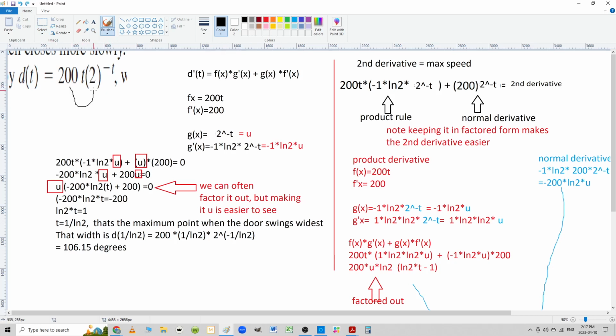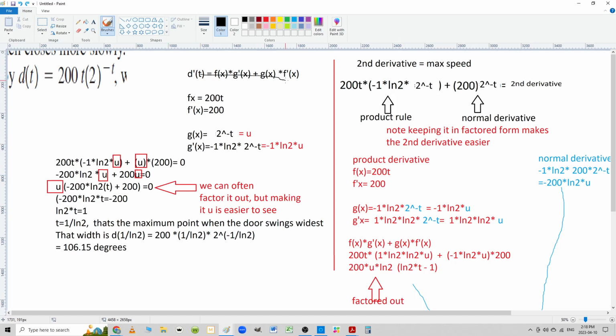It's just the product rule of these two things. The product rule states this. F of x is 200t, f prime of x is 200. G of x is 2 to the power of negative t, but we're going to make it u. And g prime is going to be the ln of 2, the ln of the base, times the derivative of this exponent, which is negative 1. So it's negative ln 2 times this exponent. We're going to call that exponent u, so we're going to rewrite it as negative 1 times ln 2 times u. It's going to make our derivative life a lot easier because u often factors out.